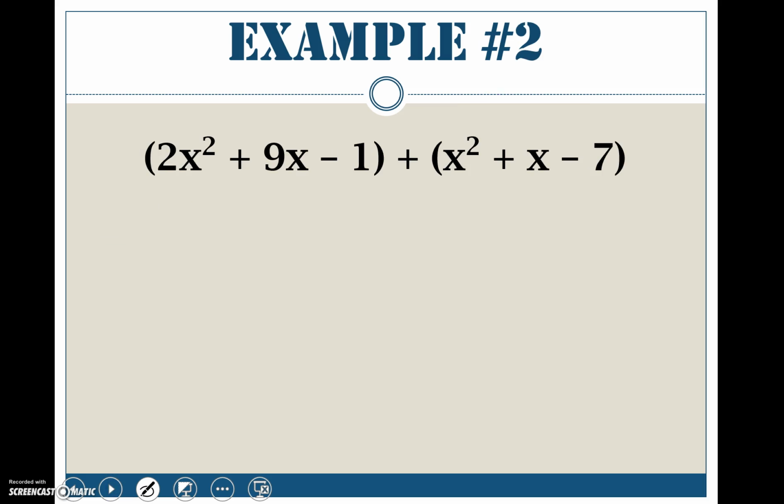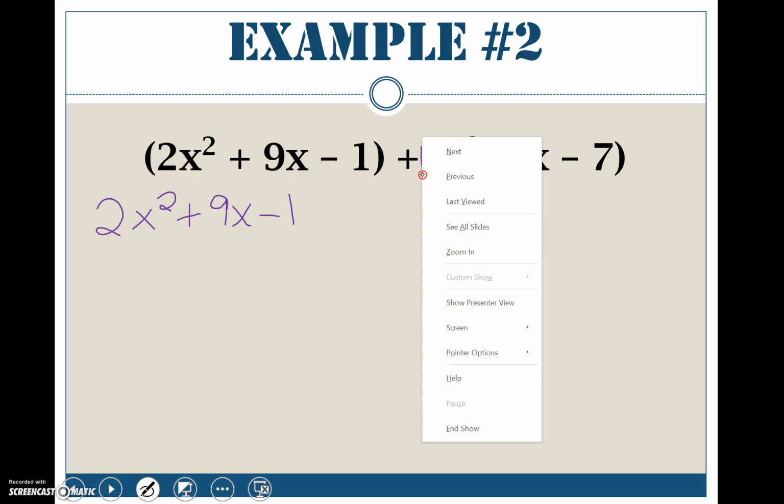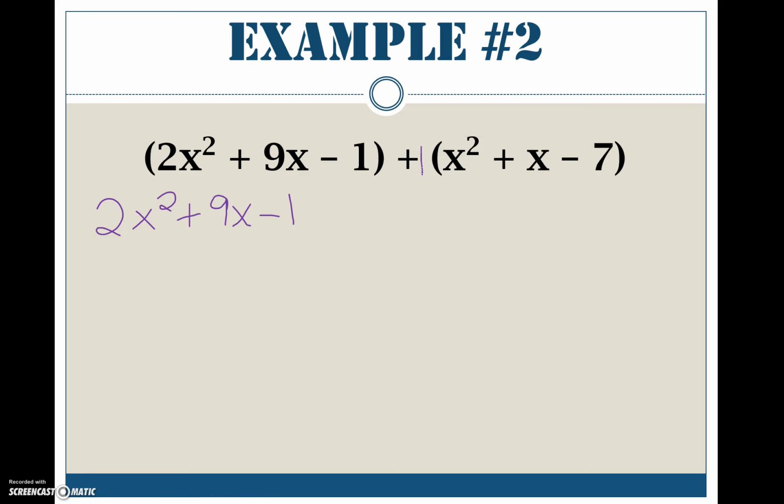Our second example now involves some problems with exponents. So we're going to do the exact same thing. In the first set of parentheses, we don't have anything out front, so we're just going to rewrite that problem down. So I have 2x squared plus 9x minus 1. Now in the second one, it might seem like there's nothing there, but because we have that plus sign, what we want you to do is put a 1 in front, just like that, and distribute through as if it were a positive 1 there.